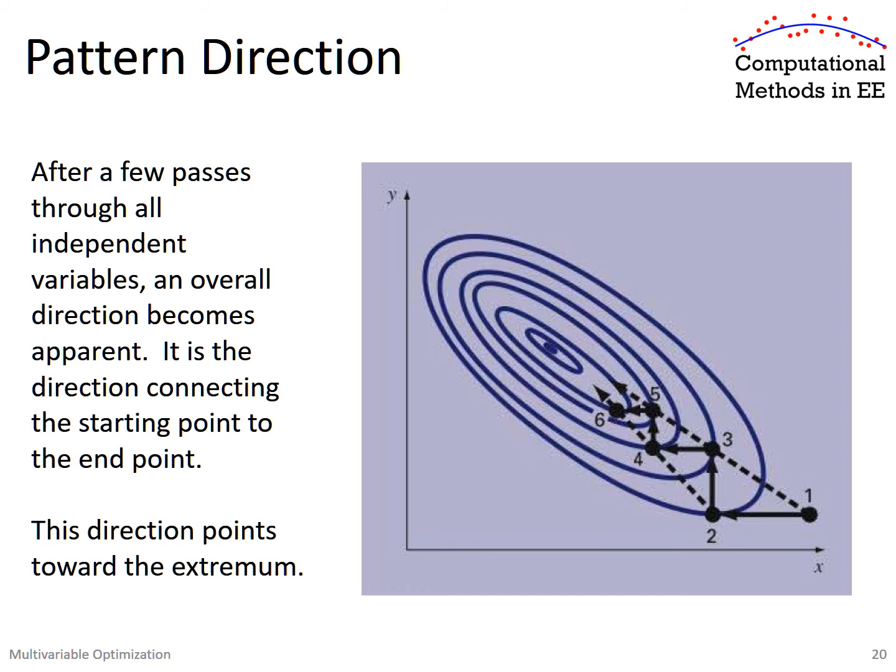There is something that folks sometimes call the pattern direction. So if we're doing this univariate search, we can start to see an overall trend. And in fact, if we start at some point and we look at the progression of points, they're pointing towards the maxima. And if we look at this second point and the fourth and the sixth, they're pointing towards that maxima. So those are called pattern directions.